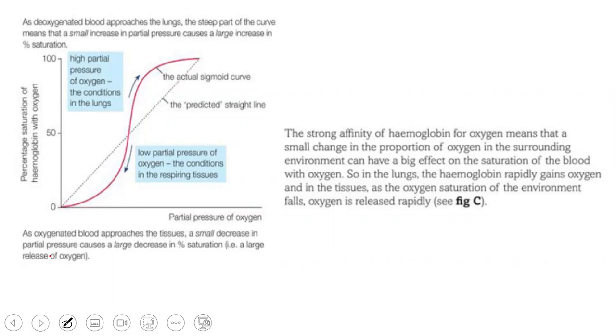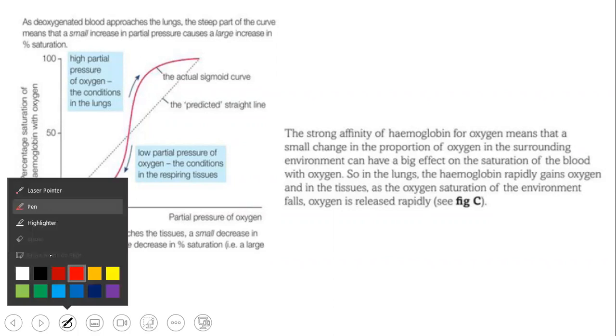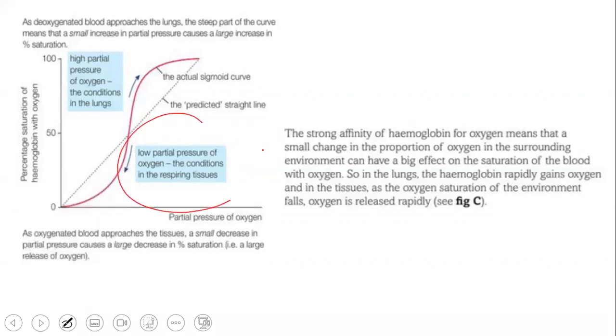The bottom part of the graph is what we observe in our tissues, in our cells. When we are taking our blood to the cells, this is what we observe. And the high partial pressure is what we get when we are talking about our lungs. So the top part of the graph is for the lungs, and the lower part is for our respiring tissue. Now, what is going to happen?